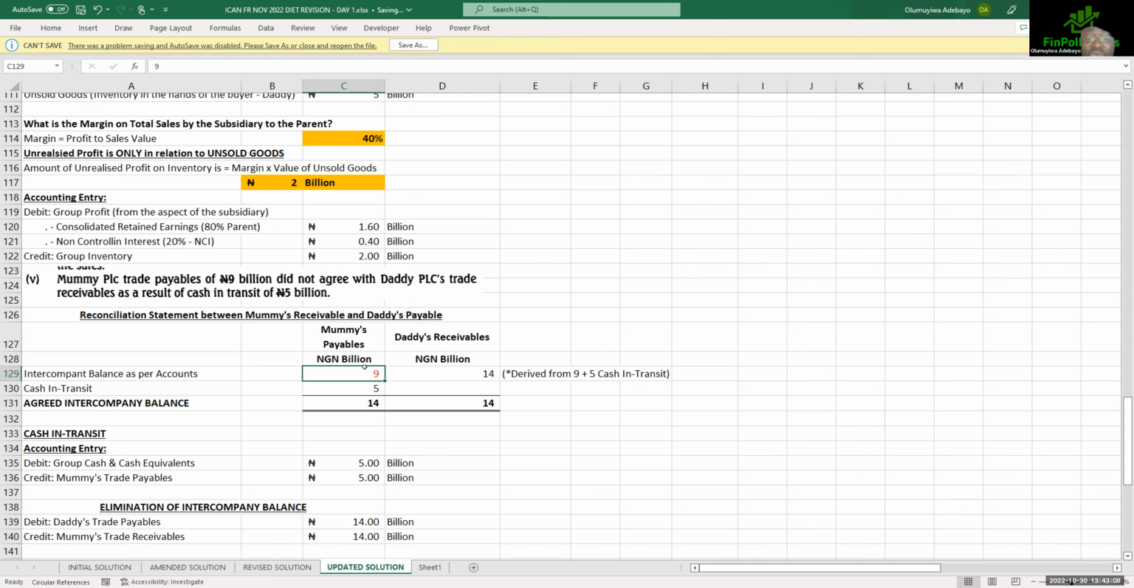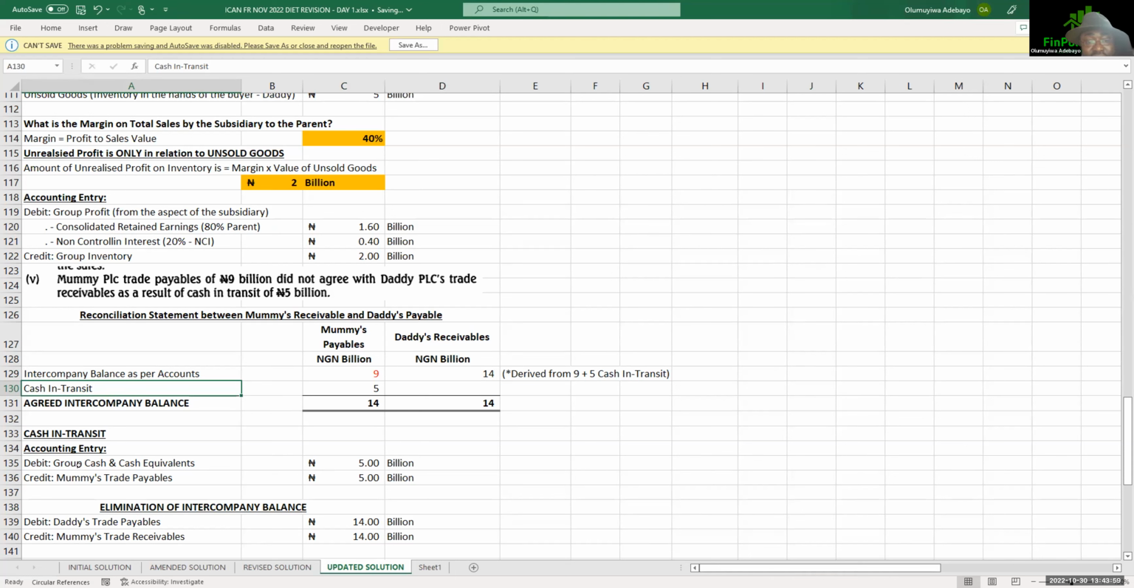And Daddy's receivable will be 14. Why? Because Mommy has paid cash, which we now found is in transit, while Daddy has claimed that he has not received it. It then means that Daddy's receivable position will be higher than Mommy's payable position by that amount of cash in transit. And that is why Daddy's position is higher by 5 to make it 14, which is what brought about that disagreement. Now, to agree that position, we trace that 5 difference to cash in transit. That cash in transit has now been adjusted for, such that the money reverts eventually to the subsidiary's account.